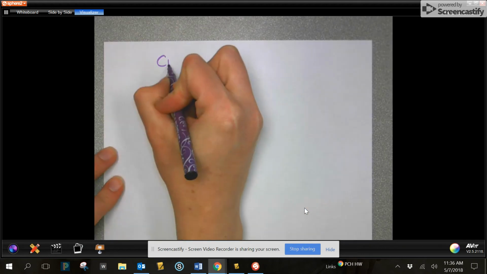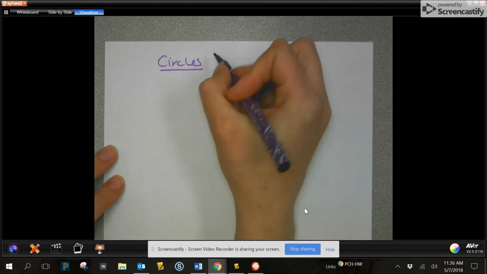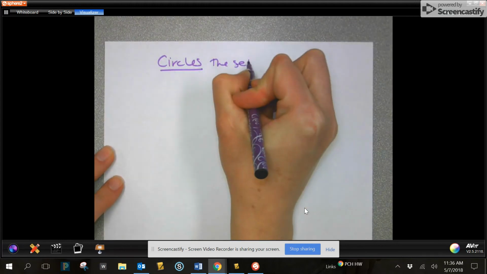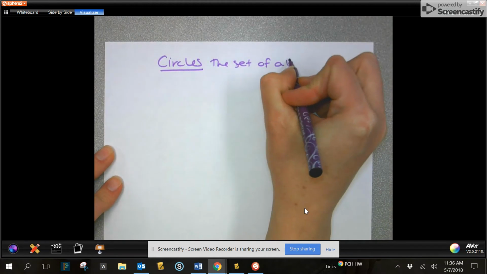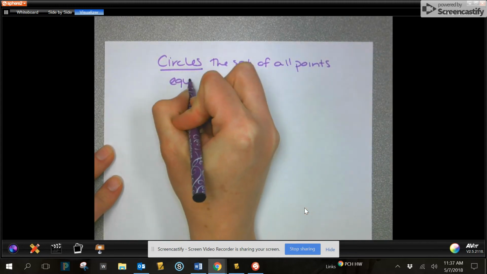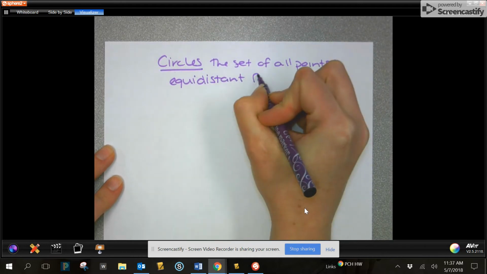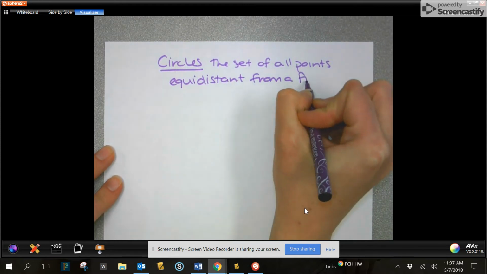So today we're talking about circles. In class, we talked about the definition of a circle, which was the set of all points that are equidistant from a fixed point, which is called the center.